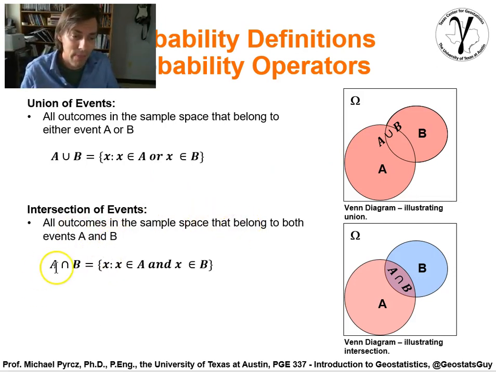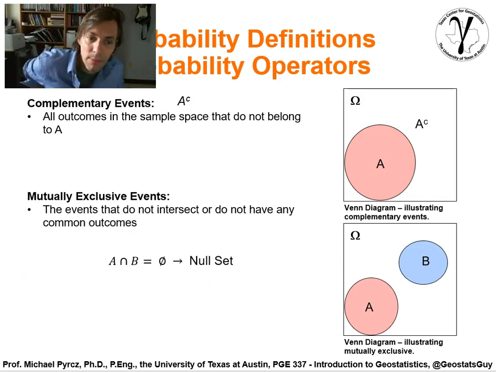The intersection is the idea of outcomes in the sample space that belong to both A and B at the same time. It's represented by this upside down U symbol over here. That's an intersection, and it's represented by the set for which X belongs to A and it also belongs to B at the same time. And so schematically, we represent it with this purple area right here. It's the intersection of the region A and B.